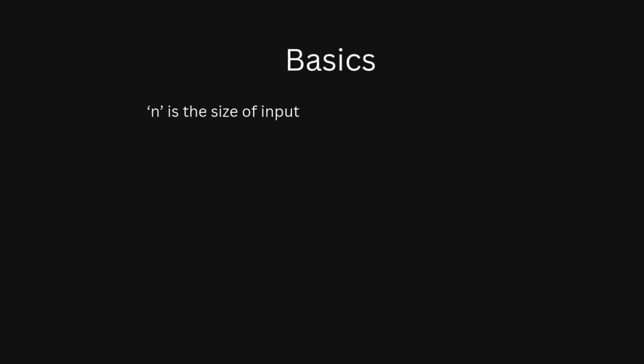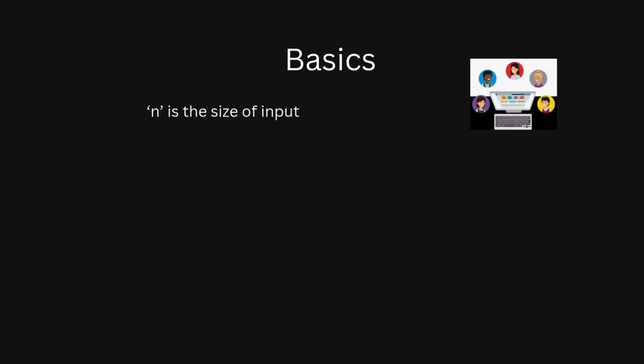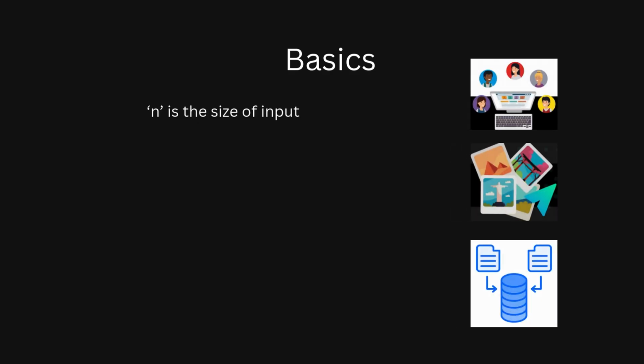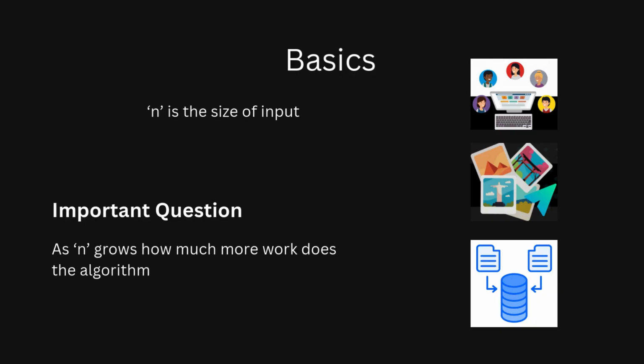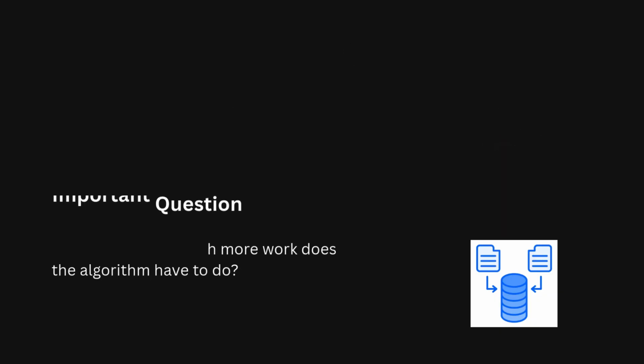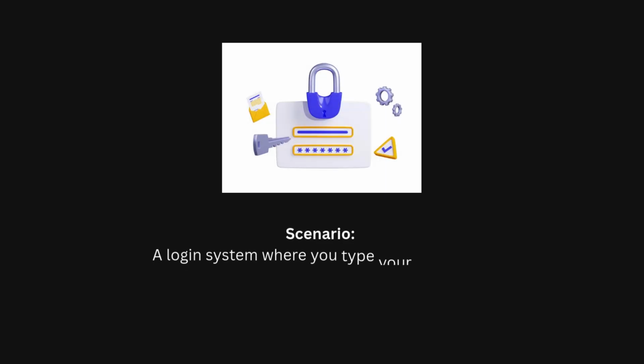In Big O notation, we use the letter n to represent the size of the input. Depending on the situation, n could be the number of users, the number of photos, the number of records in a database, or really any collection the code is working with. Big O asks one simple but important question: as n grows, how much more work does the algorithm have to do? Let's understand this with real examples.